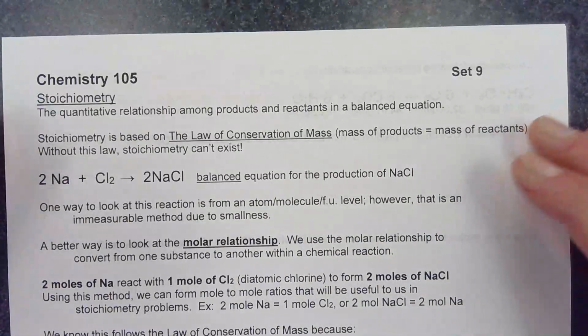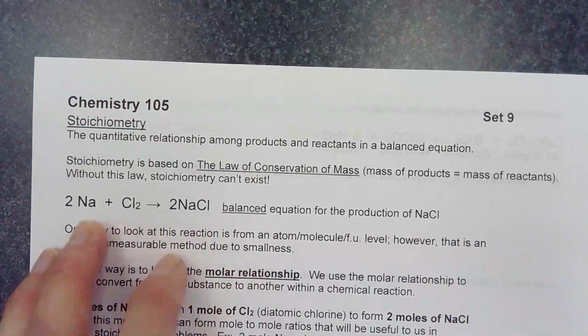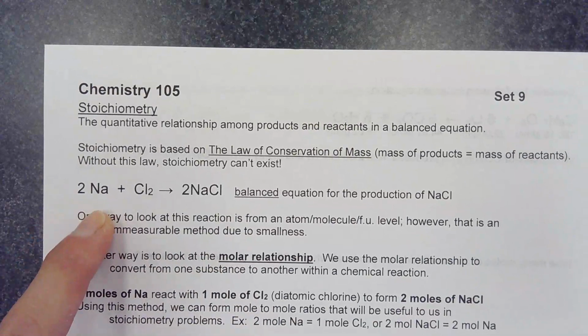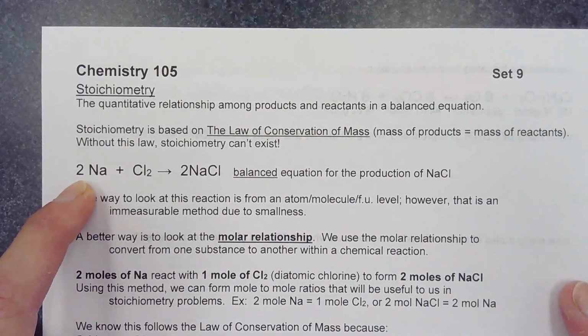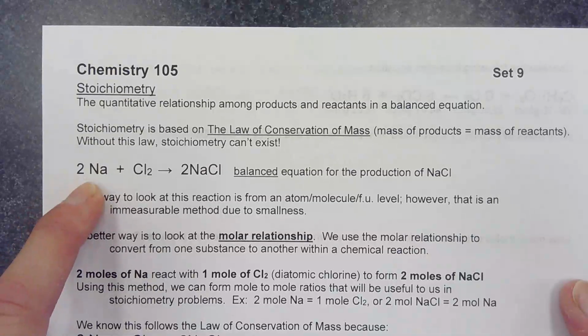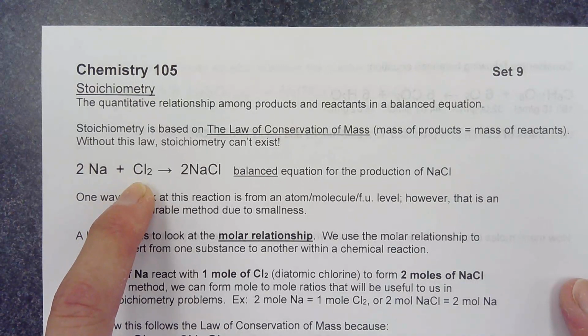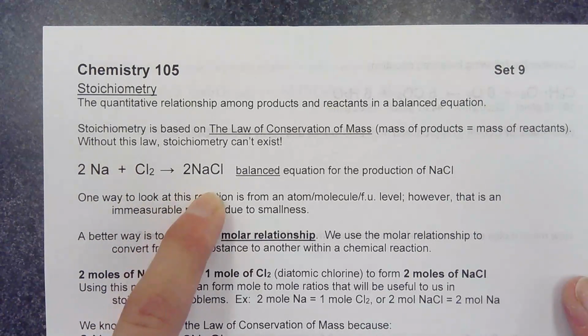Up here, I want to just talk about something with you. So you've got a balanced equation. This is a simple balanced equation. And one way we could look at this balanced equation is to look at it from an atom standpoint. We could say this is 2 atoms of sodium. We could say this is 1 molecule of chlorine. Why do I call it a molecule? Diatomic, good. So we could say that's 1 molecule of chlorine, and this is 2 formula units of sodium chloride. That's what we could call that.